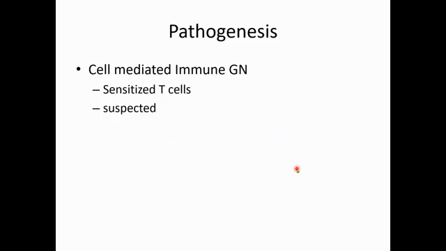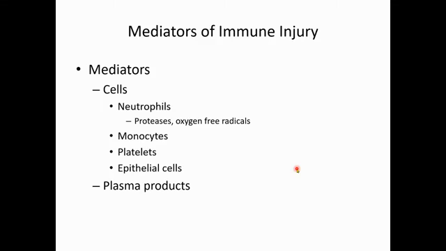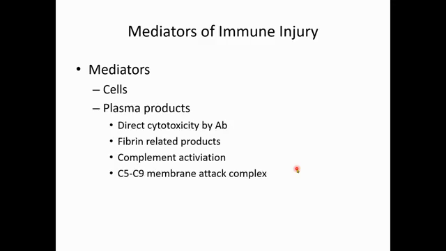And cell-mediated: sensitized T cells, mediator cells, and plasma products. Among the mediator cells are neutrophils, monocytes, platelets, epithelial cells, and among the plasma products are direct cytotoxicity by the antibody, fibrin-related products, complement activation, and the membrane attack complex.